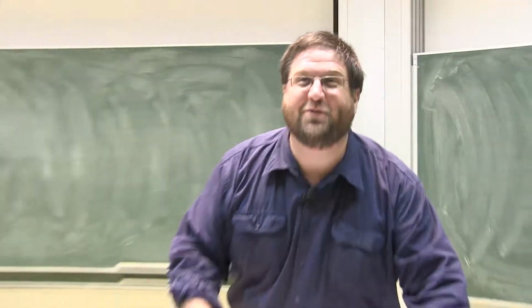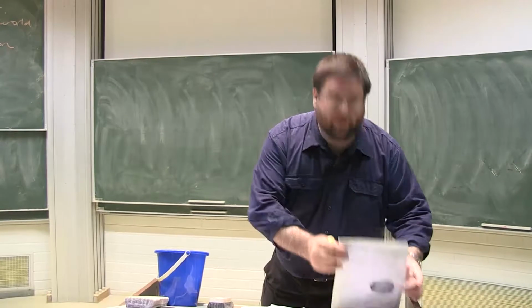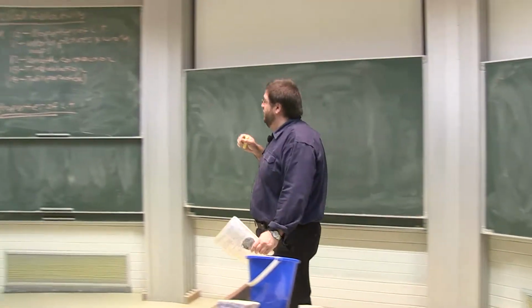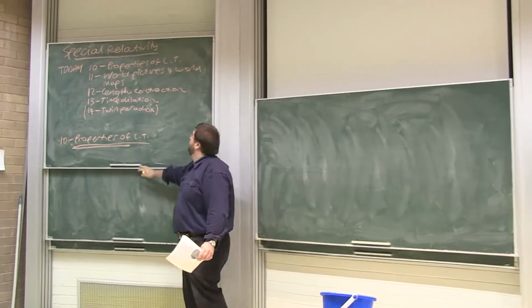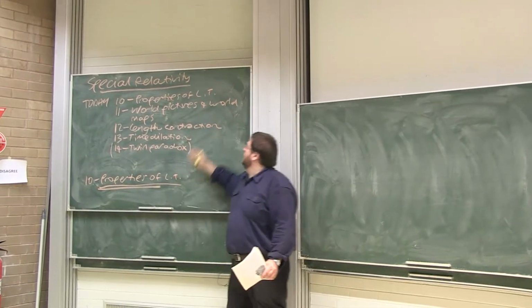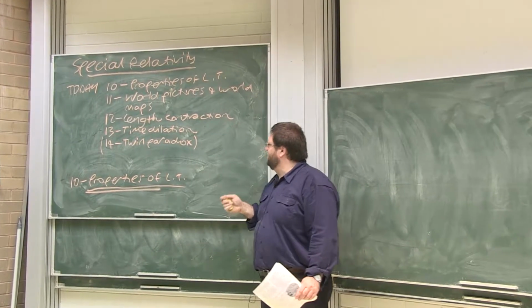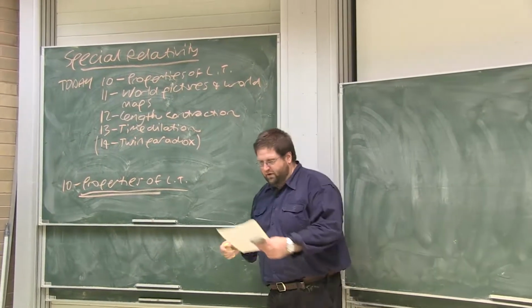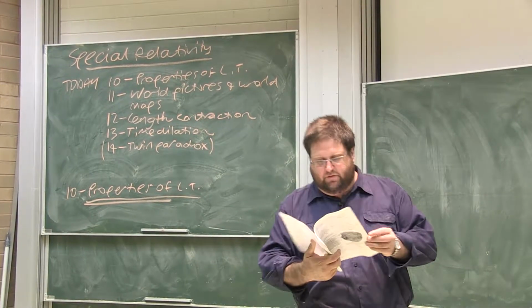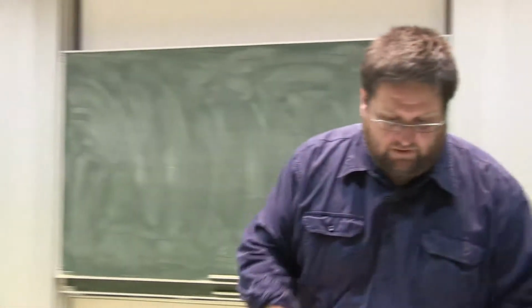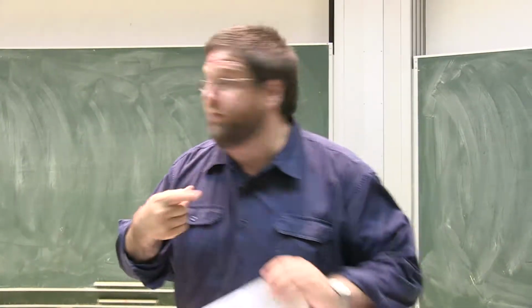Hello and welcome back to Special Relativity. What we're going to do today is to investigate 6 separate properties of the Lorentz Transformations. We'll talk about the distinction between so-called world pictures and world maps, length contraction, time dilation, and if time, the twin paradox.